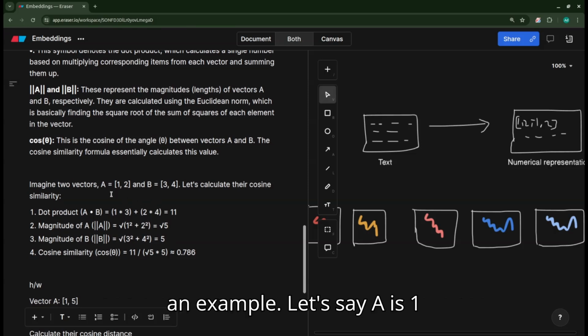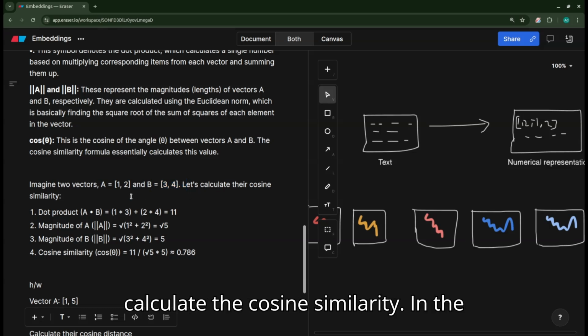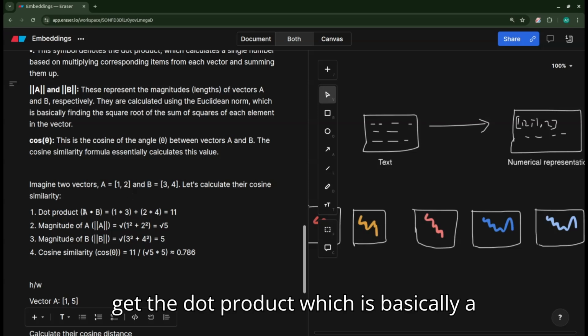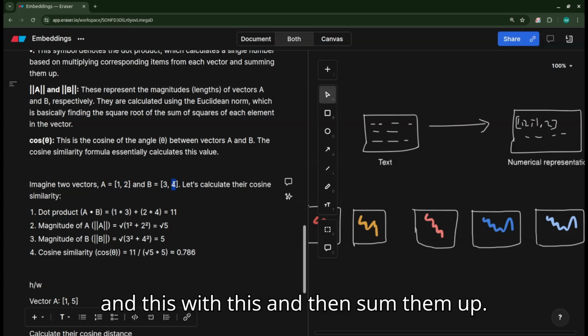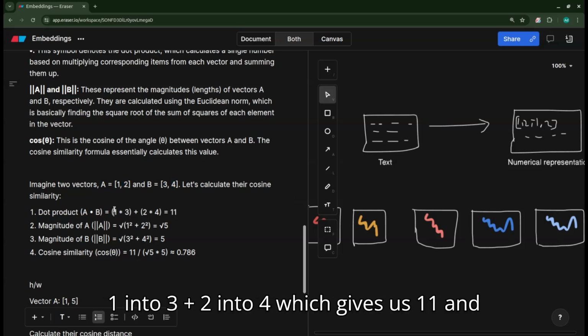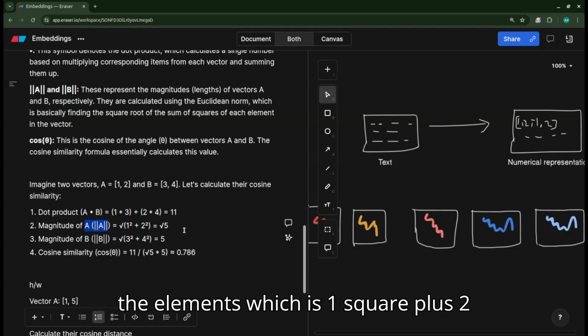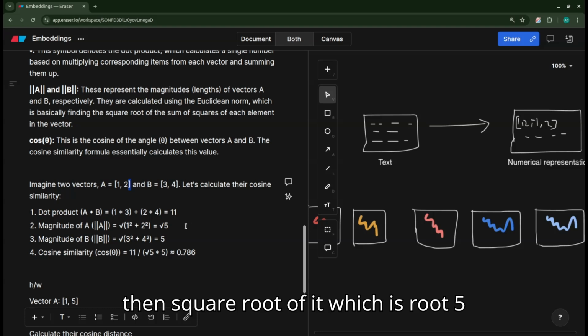So let's see an example. Let's say a is (1, 2) and b is (3, 4). Let's calculate their cosine similarity. We first need the dot product, a dot b. We multiply corresponding elements and sum them up: 1 times 3 plus 2 times 4, which gives us 11. Then the magnitude of a is calculated as the square root of the sum of squares of the elements, which is 1 squared plus 2 squared, which gives us 5, and then the square root of it, which is root 5.